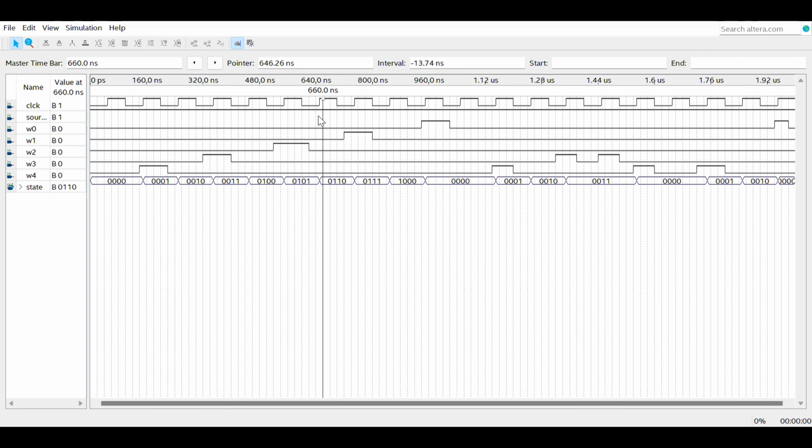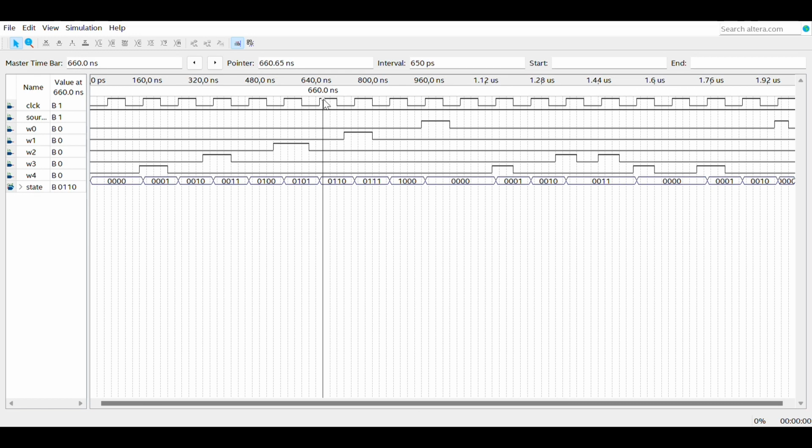At clock 7, you can see that I leave all the buttons. So it will make you transition to state 6, 1, 1, 1, 0. You can see here 1, 1, 0. So now we are at state 6 and clock 7.